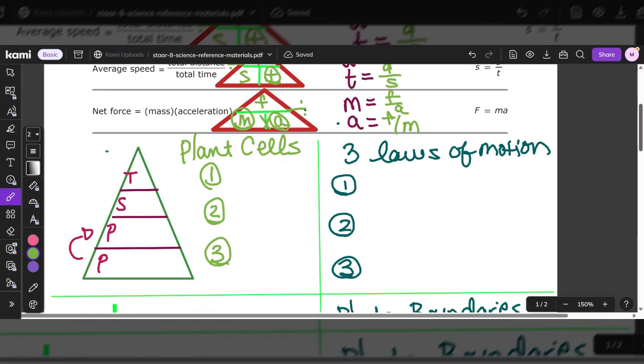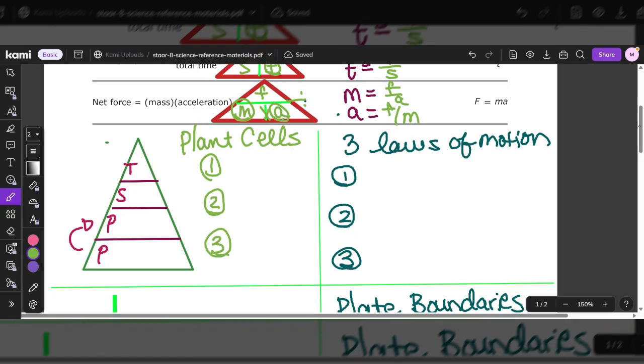Now let's go ahead and start with the plant cells. Here we have an energy pyramid. And the energy pyramid, it always starts off with the producers. 10% of the energy is passed down from one trophic level to the other. So you have your primary consumers, which are herbivores. You have your secondary consumers, carnivores or omnivores, and tertiary consumers.